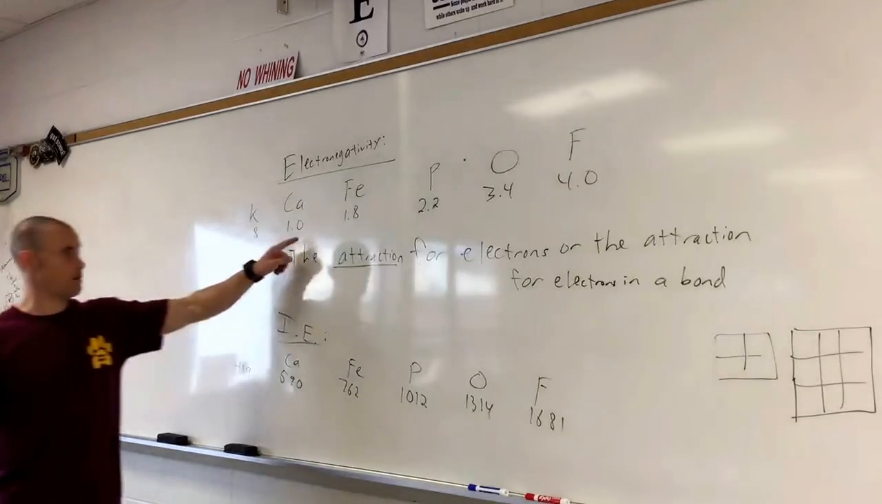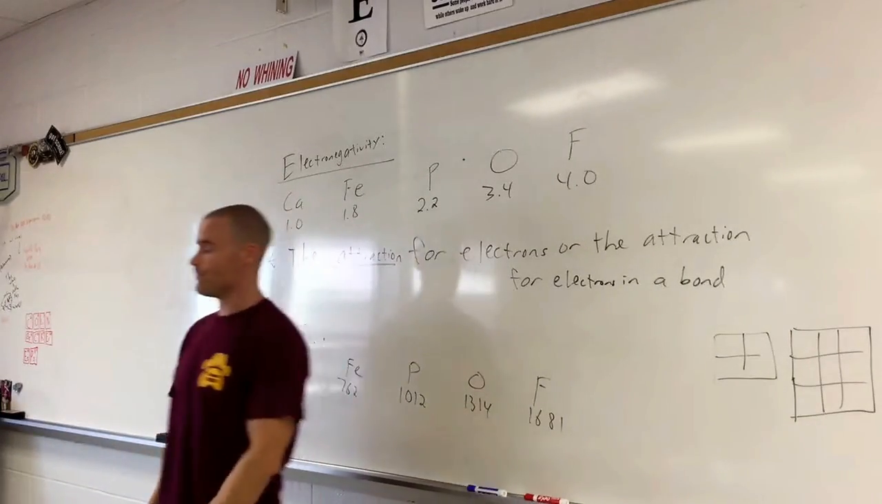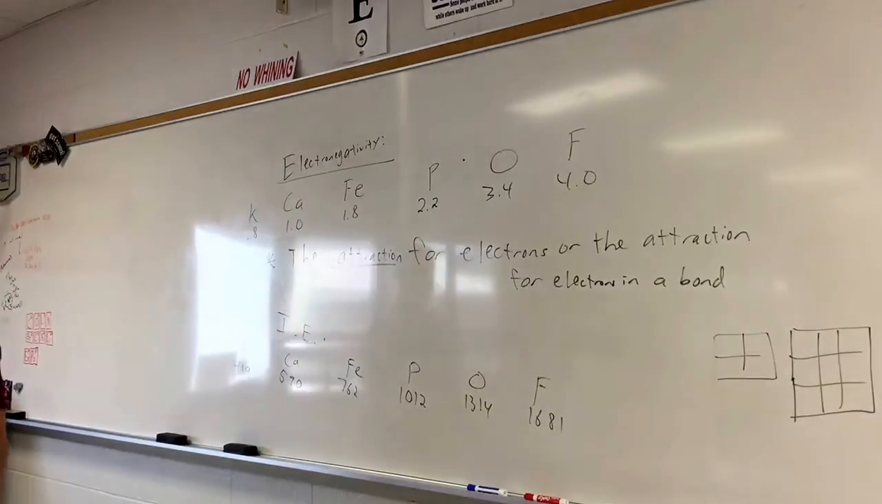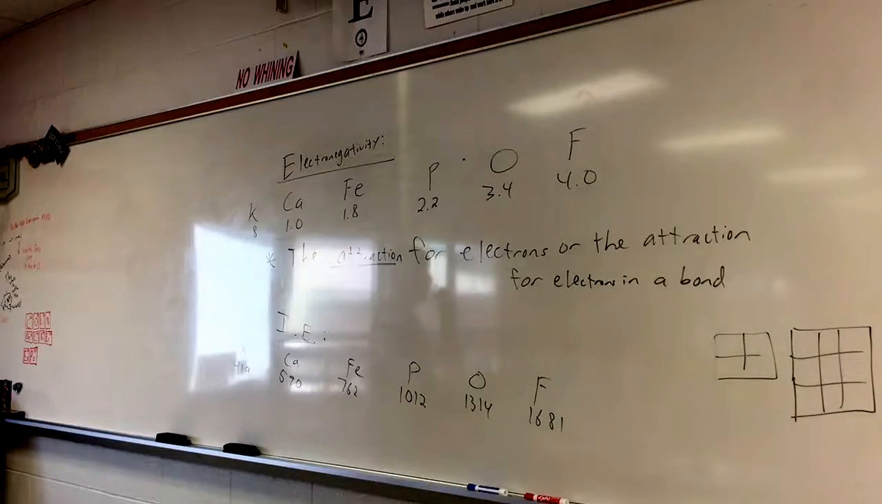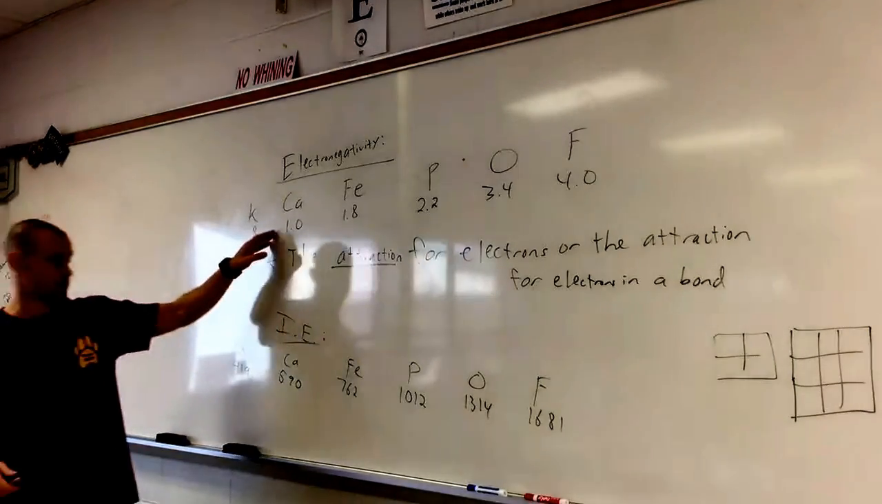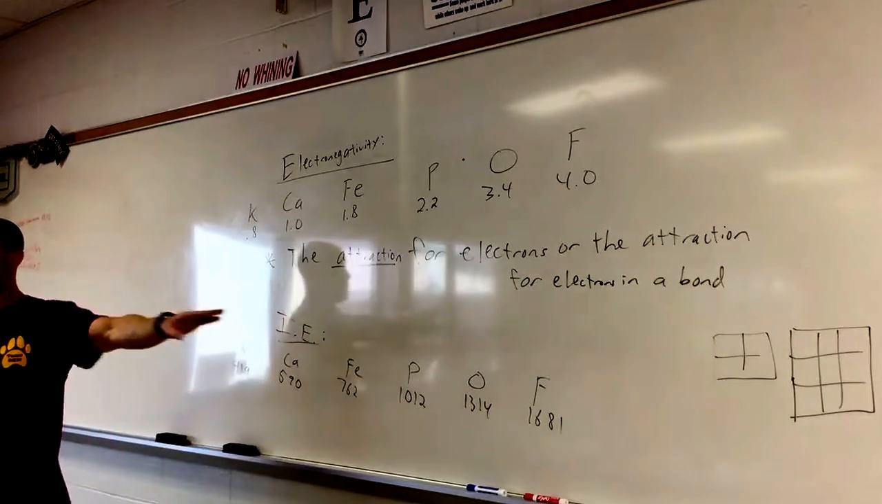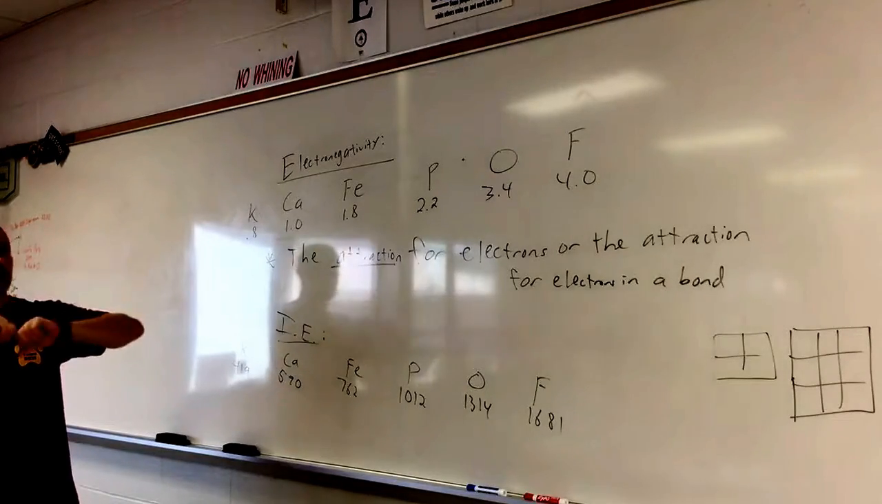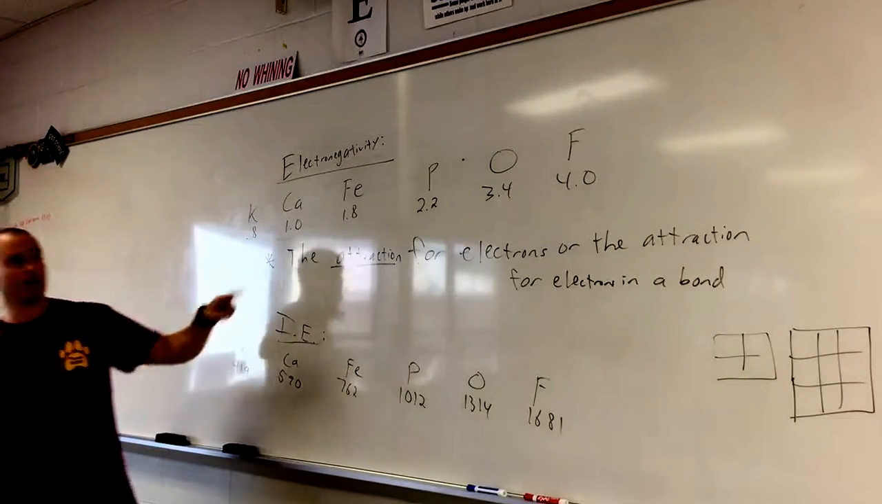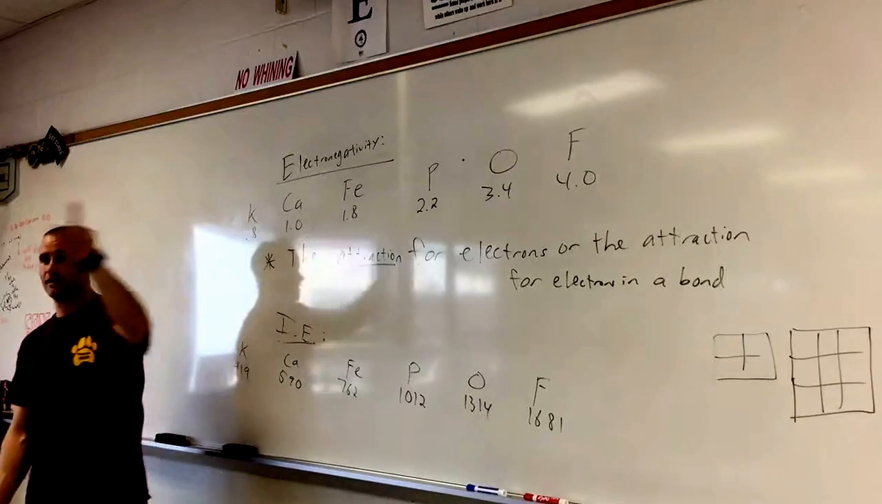what happens to these numbers? They go up. So what happens to the attraction for electrons? They go up. All of the nonmetals on the right here want to gain. They want the basketball. All the metals over here, they don't want it. They're going to get rid of it. They're going to lose it. You need to know the definition and understand the trend.